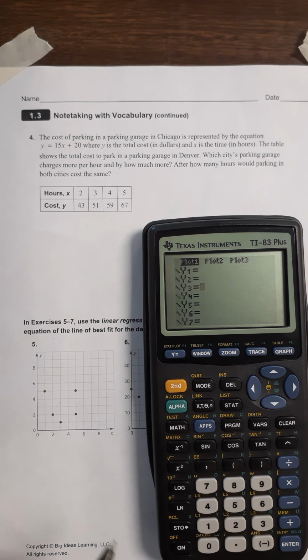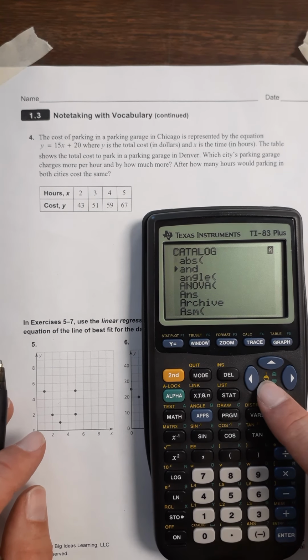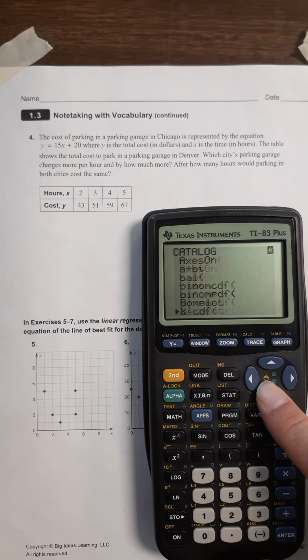The next thing we need is something called diagnostics on. Whenever you're doing data crunching, we want to have that on. That's in our catalog. You can see that button down here. So we're going to hit second catalog because the catalog's yellow and the second button is yellow. So hit second catalog, and all of these things are just in alphabetical order. So if we want diagnostics on, we just have to scroll down.